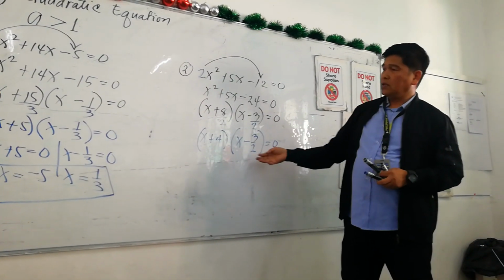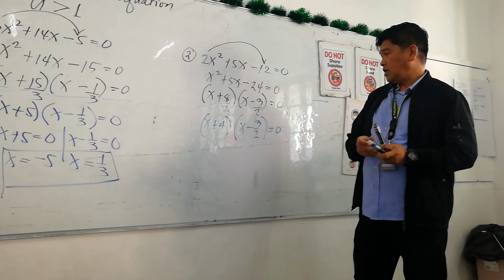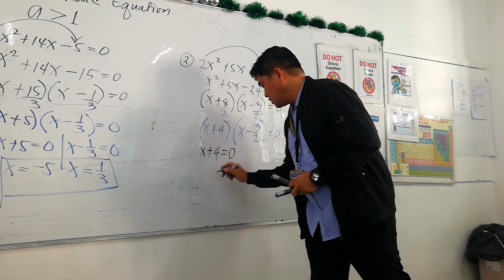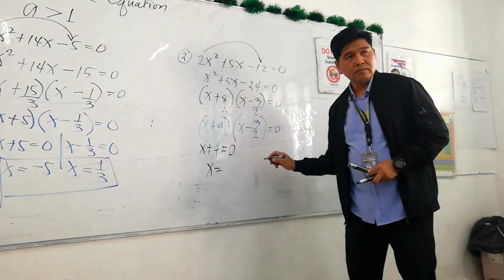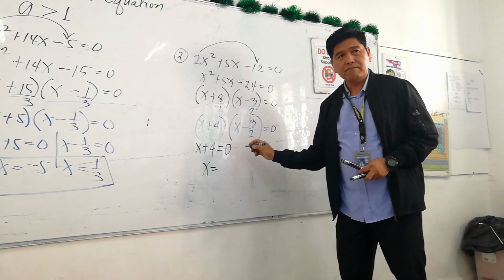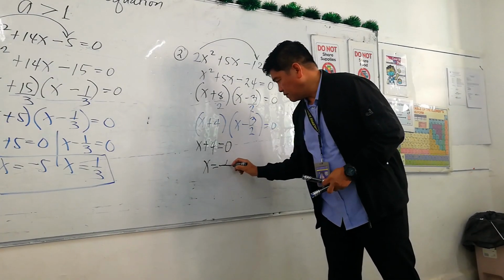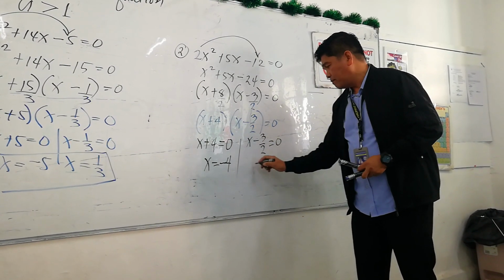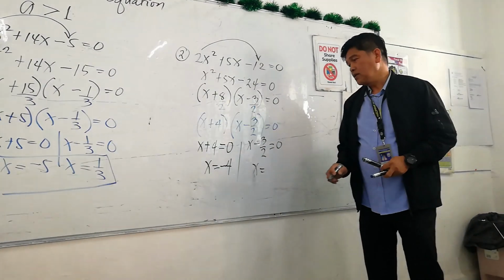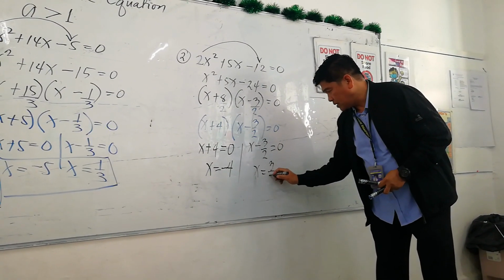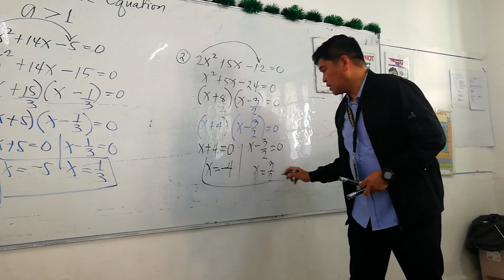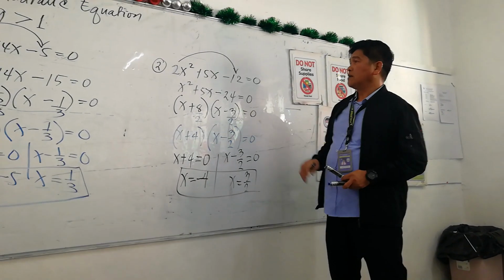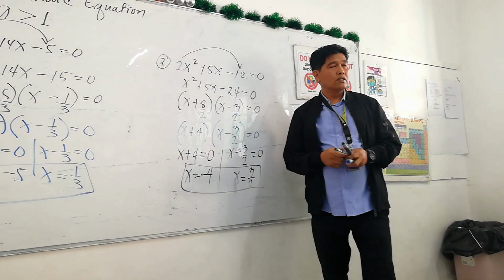So apply now the zero product property. x plus 4 is equal to 0, so x is equal to, what is now the value of x? Negative 4. x minus 3 over 2 equal to 0, x is equal to positive 3 over 2. So these are now the solutions of the quadratic equation 2x squared plus 5x minus 12.